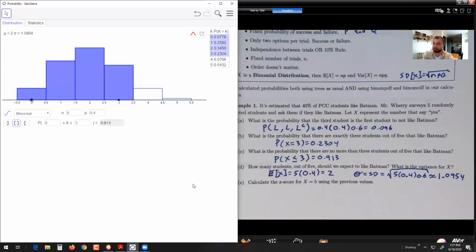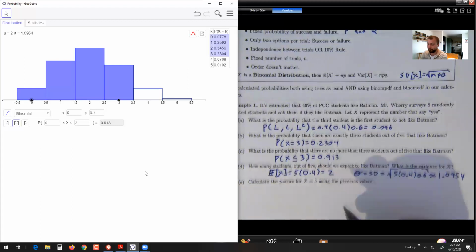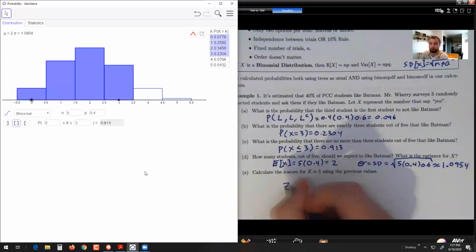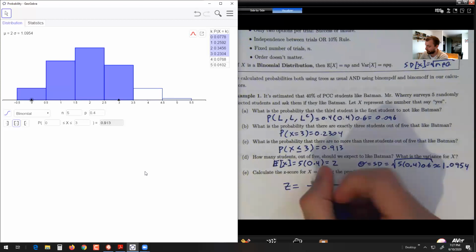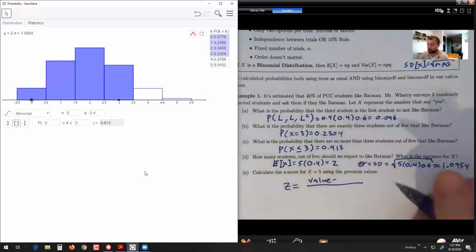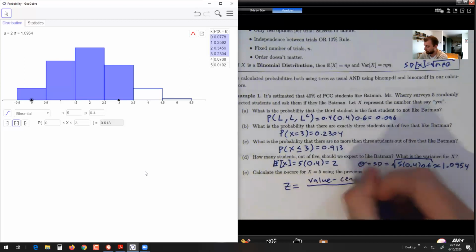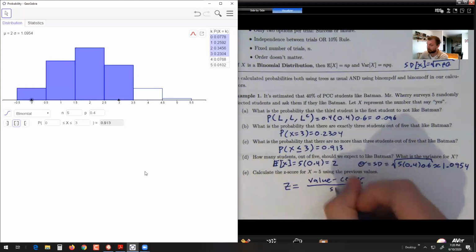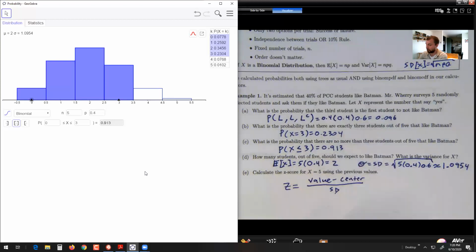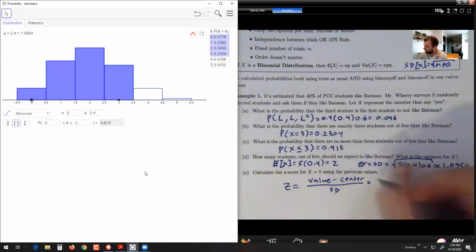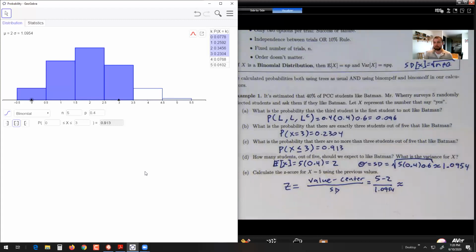Part E, calculate the z-score for x equals 5. I'll do that, and I'll also determine if it's usual or unusual based off of that. To find my z-score, I'm going to take my value that I care about, subtract the expected value or the average or the center, whatever you want to call it, and divide it by the standard deviation. So in this case, my value is 5, my center is 2, and I'm counting by 1.0954 or so. I'm going to type this into a calculator and I'll see what I get.